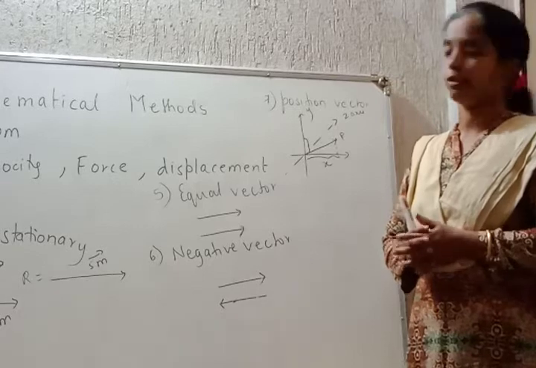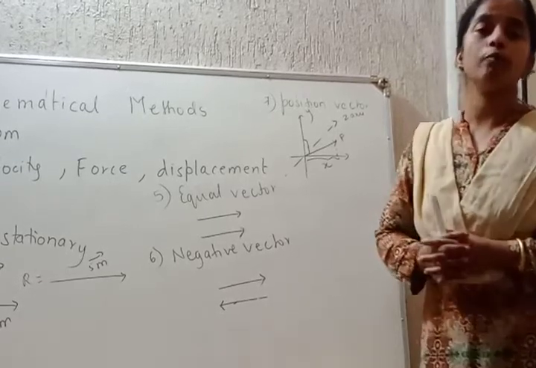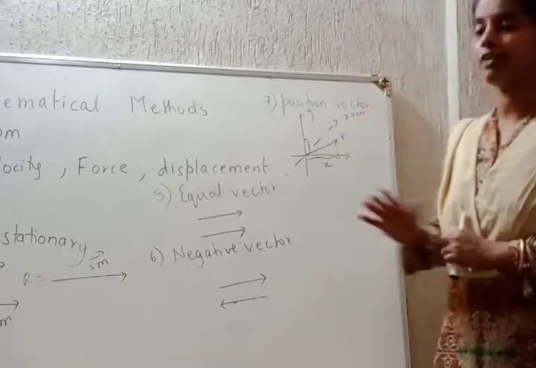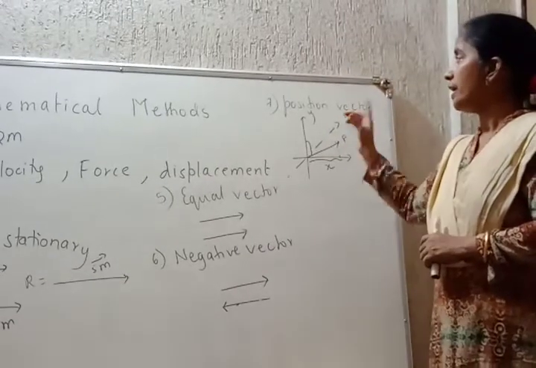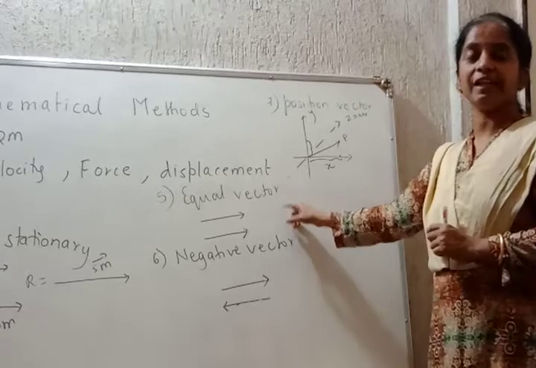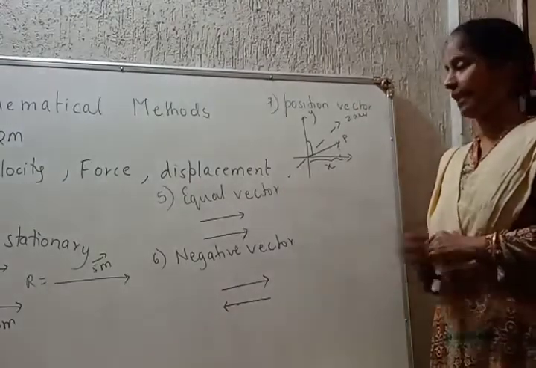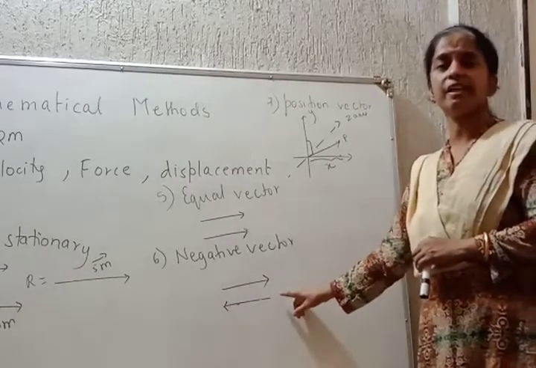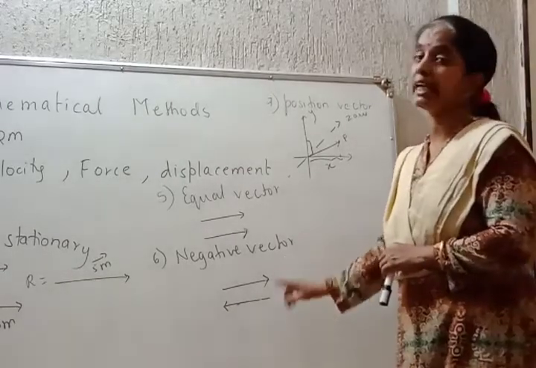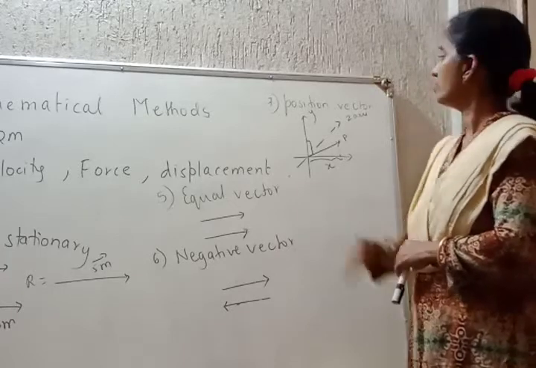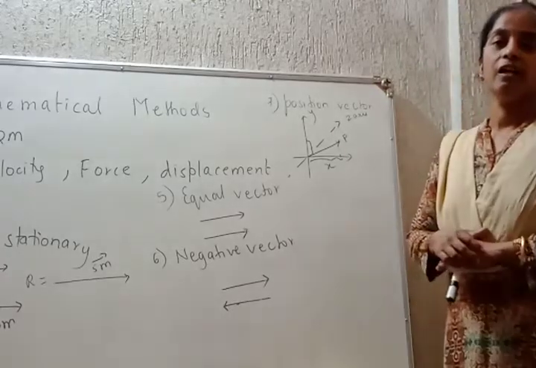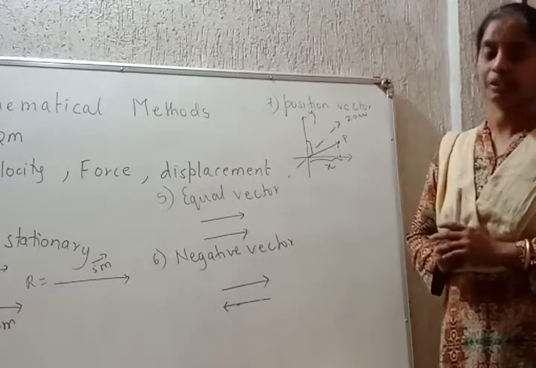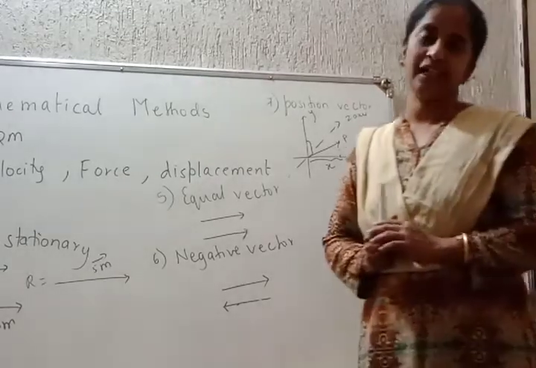The resultant of two or more vectors is that single vector whose effect is the same as the combined effect of the two vectors. Equal vectors are the vectors with equal magnitude and same direction. Negative vector is that vector whose magnitude is same but direction opposite. Position vector is a vector which represents the position of a point with respect to the coordinate axis.